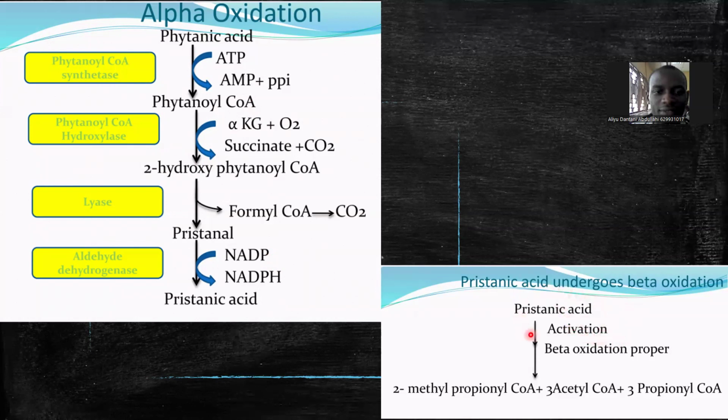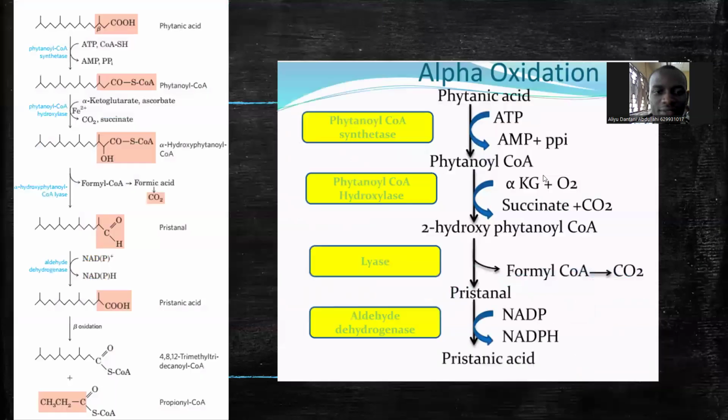Of course, it will be activated. And then the beta oxidation proper will occur to produce 2-methyl-propionyl-CoA plus acetyl-CoA plus propionyl-CoA. Okay, so this is structurally now what's going on. I think it makes more sense now if I show it like this, okay?